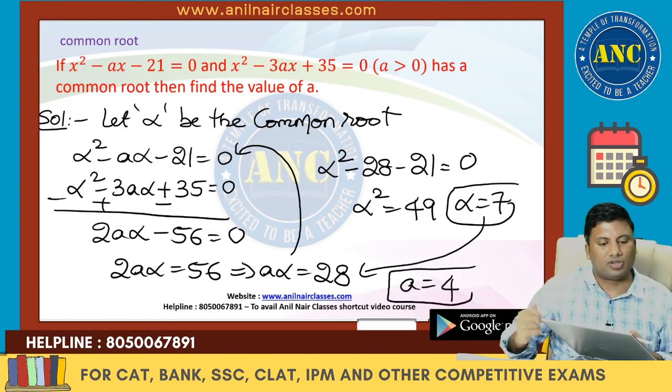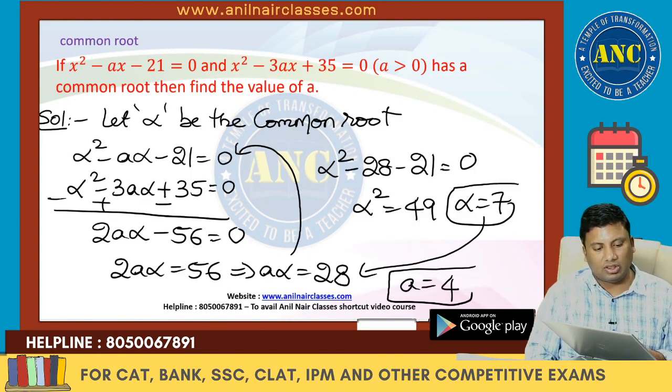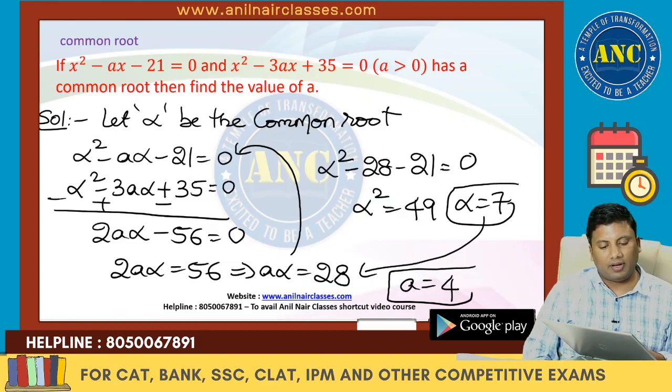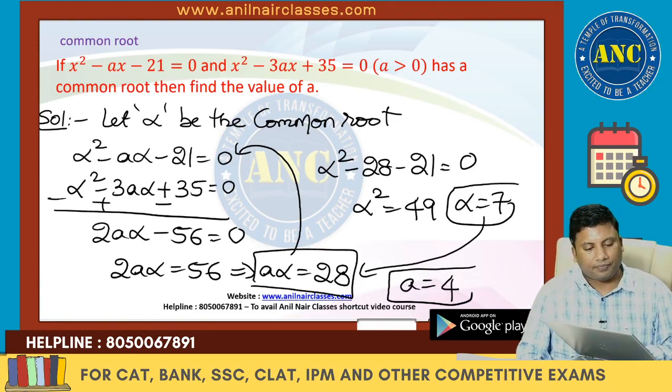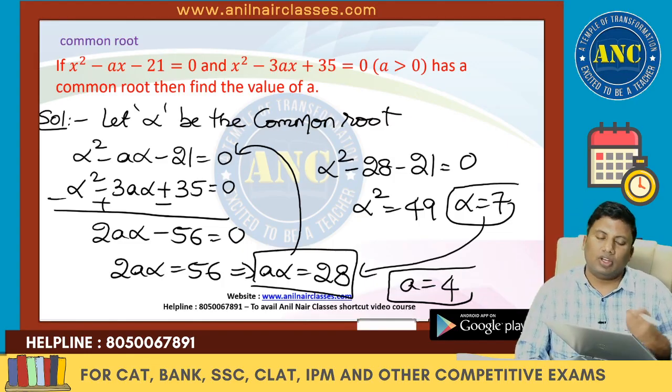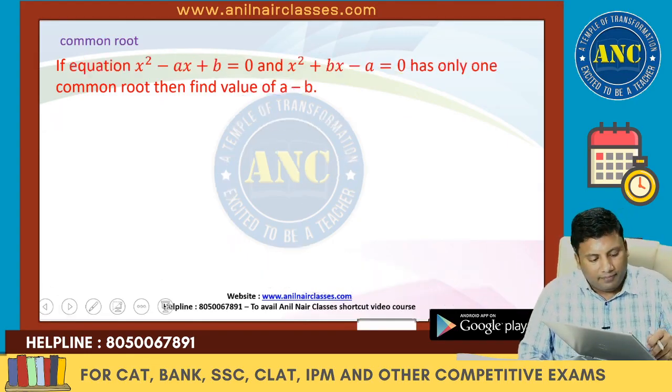Very easy question. Alpha is nothing but 7, right? A is nothing but 4. 2a alpha minus 56, a alpha is 28. Substitute there, you got the answer. I hope the idea is clear.